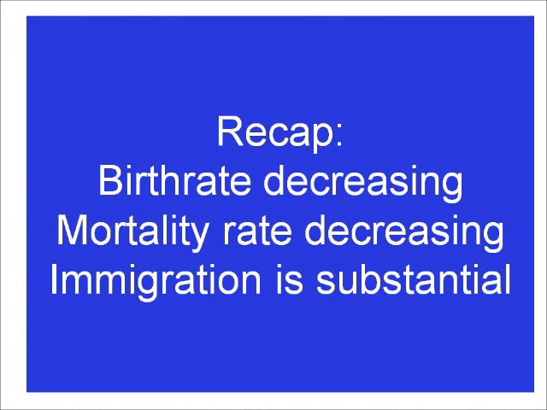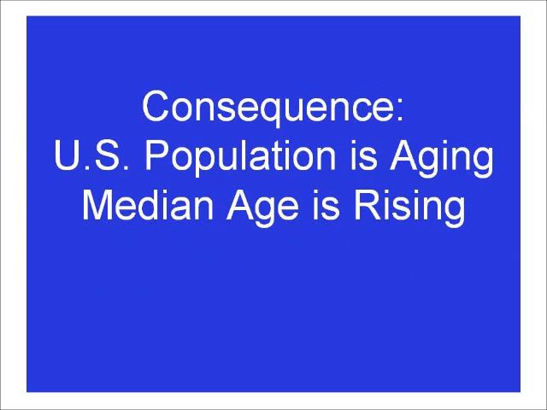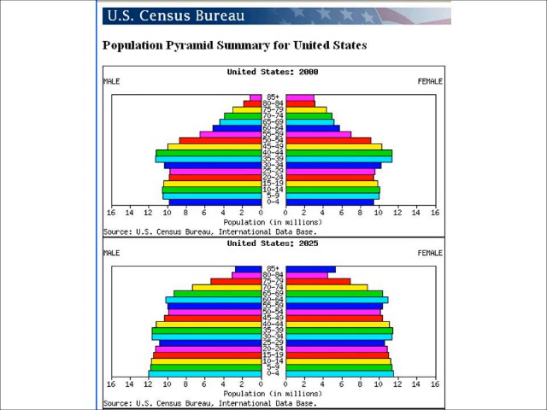In the United States, birth rates are decreasing, mortality rates are decreasing, immigration is substantial. As a consequence, the U.S. population is aging. The median age, that's the point where 50% of the population are older and 50% of the population are younger, is rising. If current trends continue, then we can forecast this population structure. Here is what the U.S. population will look like in 2025. There will be a lot more older Americans.